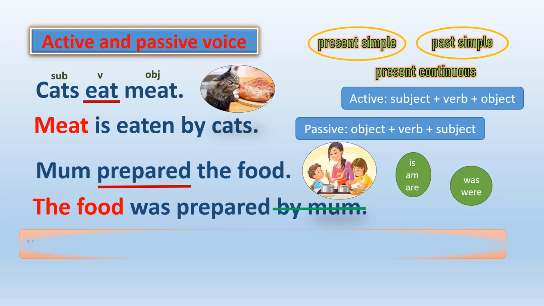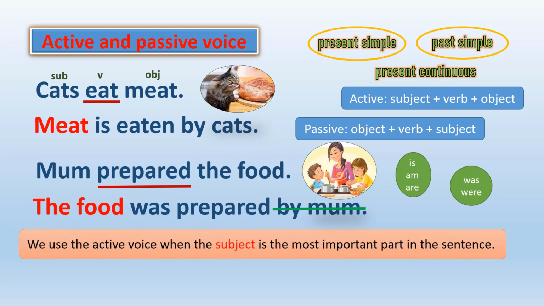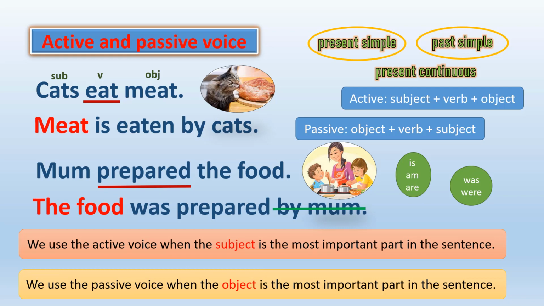So we can say we use the active voice when the subject is the most important part in the sentence. نستخدم صيغة المبني للمعلوم عندما يكون الفاعل هو الجزء الأهم في الجملة. And we use the passive voice when the object is the most important part in the sentence. عندما يكون المفعول هو الجزء الأهم في الجملة نستخدم صيغة المبني للمجهول.